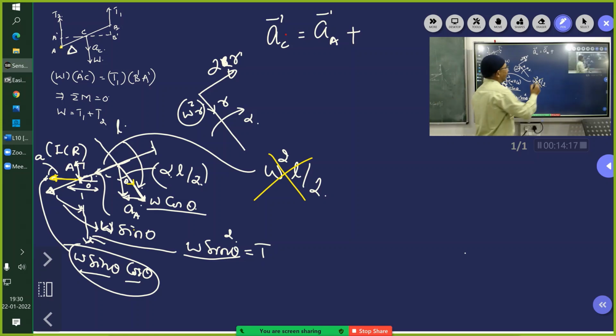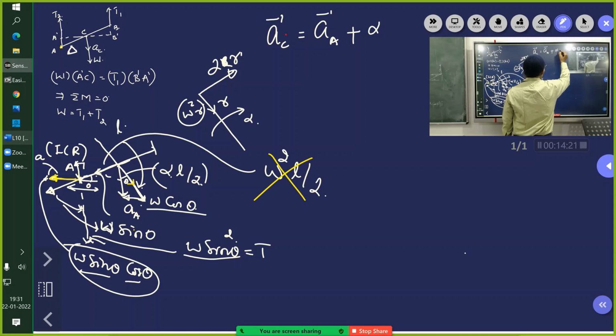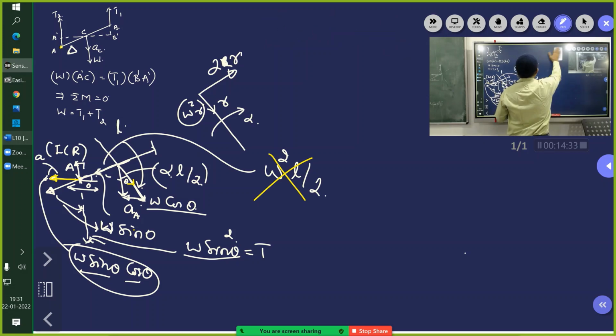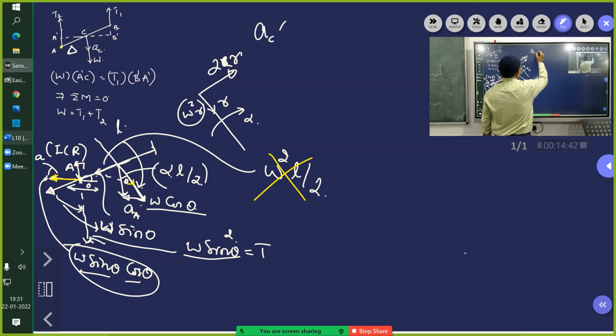Alpha into L by 2, minus alpha L. Alpha into L by 2, it's in the minus J cap direction. Sorry, I have not written that. Okay, I'll write it in terms of it. So now AC I will write as AC minus J cap.